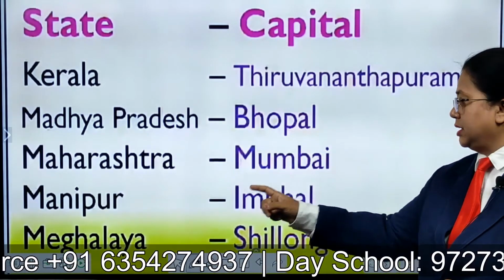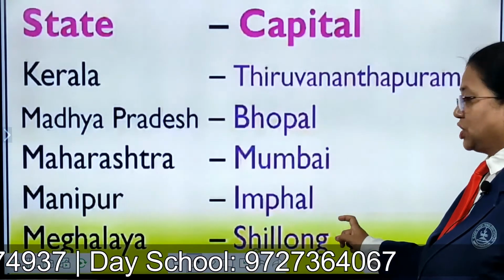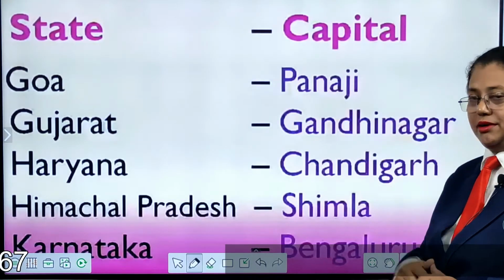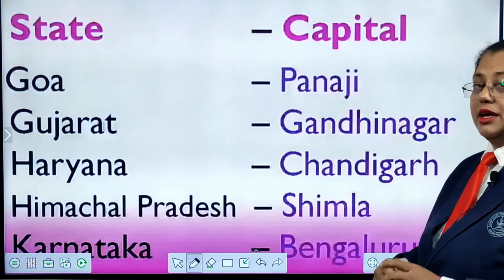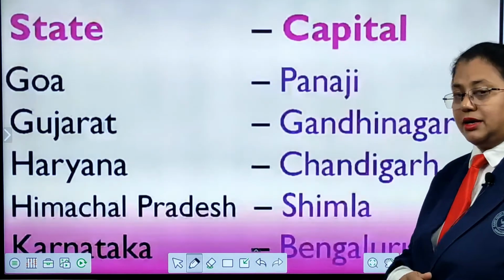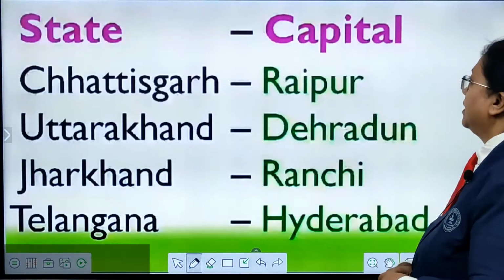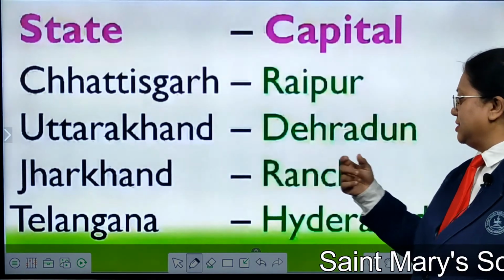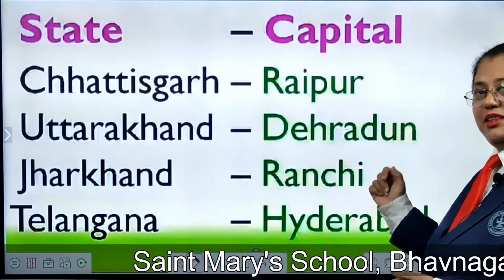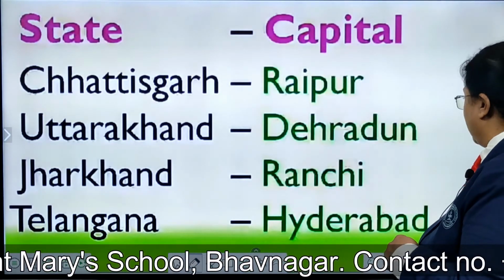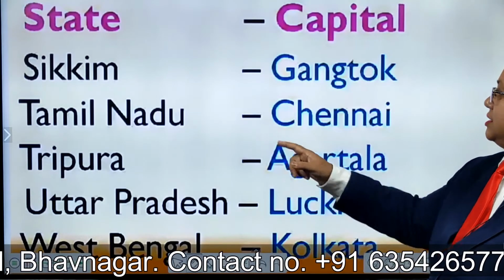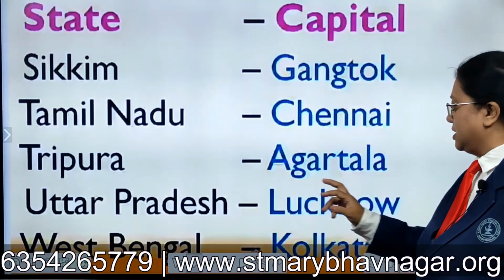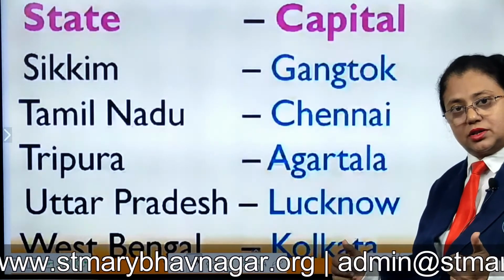Maharashtra, Mumbai. Manipur, Imphal. Meghalaya, Shillong. Goa, Panaji. Gujarat, Gandhinagar. Haryana, Chandigarh. Himachal Pradesh, Shimla. Karnataka, Bangalore. Chhattisgarh, we have Raipur. Uttarakhand, Dehradun. Jharkhand, Ranchi. Telangana, Hyderabad. I told you, we divided. Sikkim, we have Gangtok. Tamil Nadu, Chennai. Tripura, Agartala. Uttar Pradesh, Lucknow. West Bengal, Kolkata.